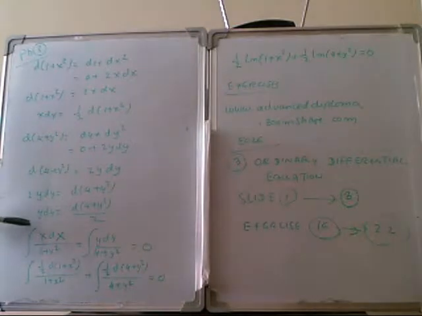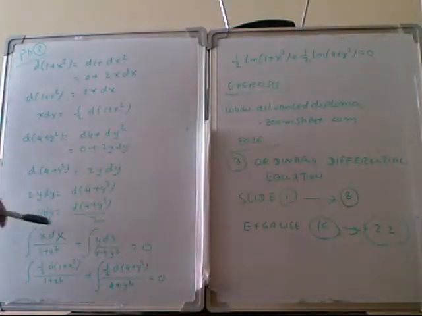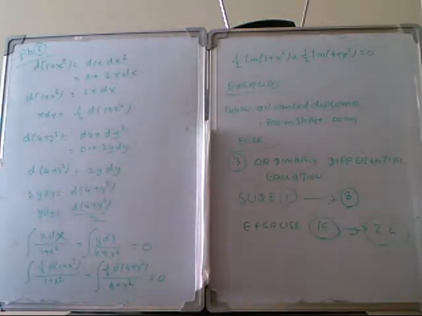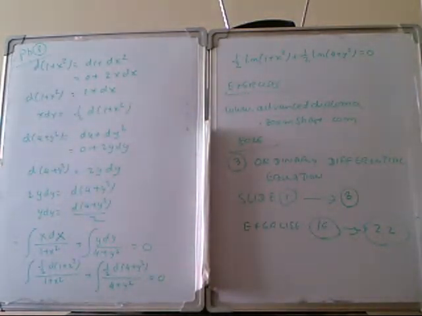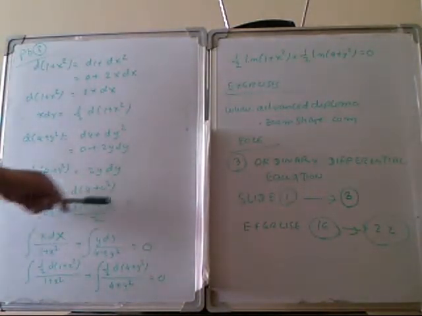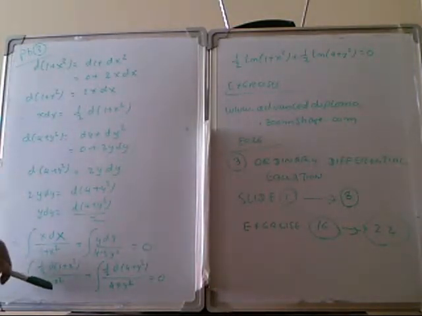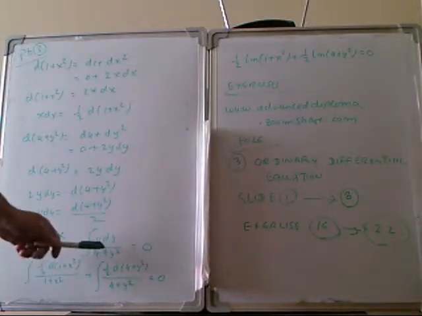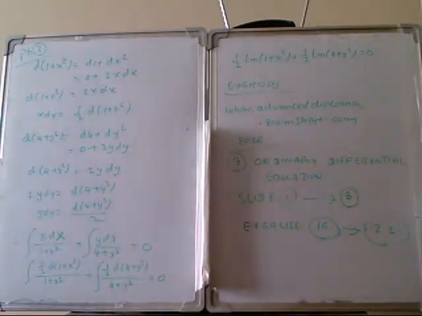So in this integration, x dx/(1 + x²) + y dy/(4 + y²), in place of x dx you can substitute half into d(1 + x²), and in place of y dy you can substitute d(4 + y²) by 2. So that will be the integration of half into d(1 + x²) divided by (1 + x²), plus the integration of half into d(4 + y²) divided by (4 + y²), equal to 0.